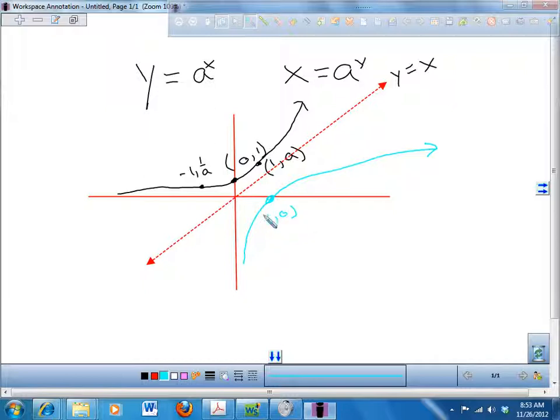Okay, so where this has the point (0, 1), this has the point (1, 0), because those x and y coordinates flip, right? And where this has the point (1, a), this would be the point (a, 1). And where this has the point (-1, 1/a), this has the point (1/a, -1). And where this has an asymptote at y equals 0, this has an asymptote at x equals 0.